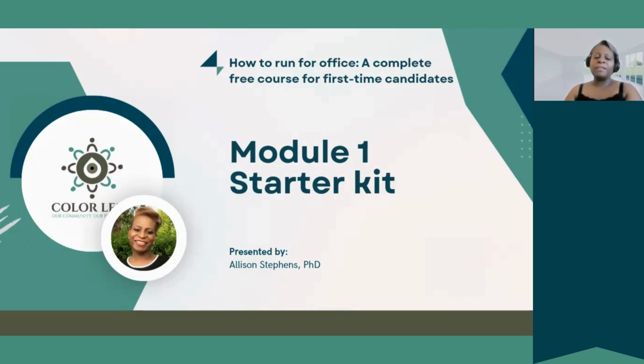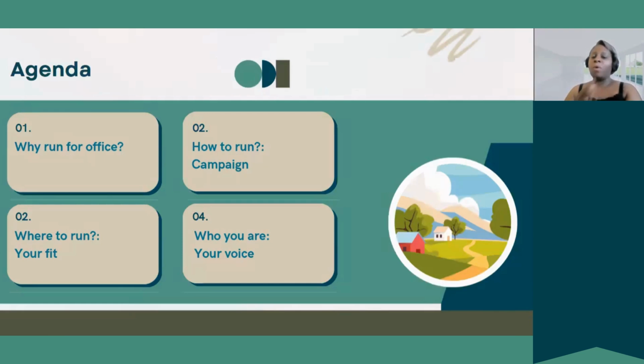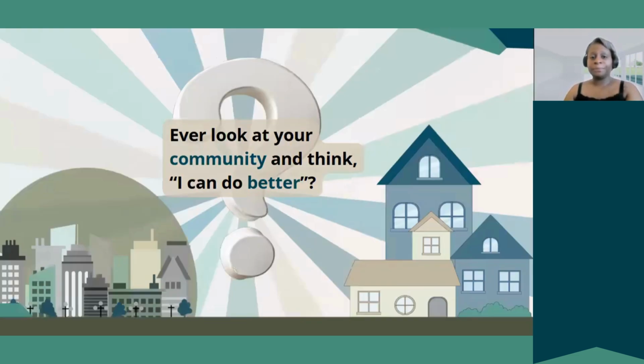So we're going to go ahead and get started with why run for office. We're going to talk about where you would run, how you fit in. We're also going to talk about how to run the actual campaign, and then who you are, your voice. And again, this is the starter kit, so it's a little bit more comprehensive, but you certainly get additional information that's really critical and important by going forward to the other modules.